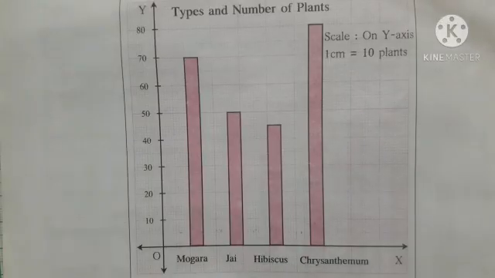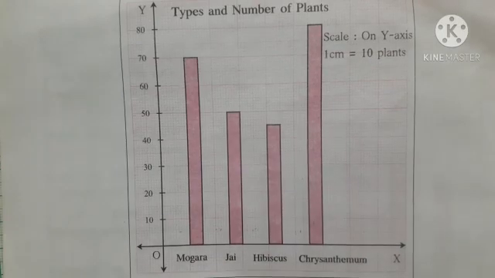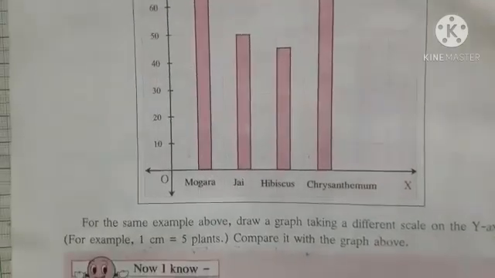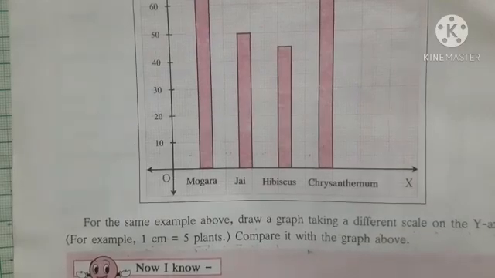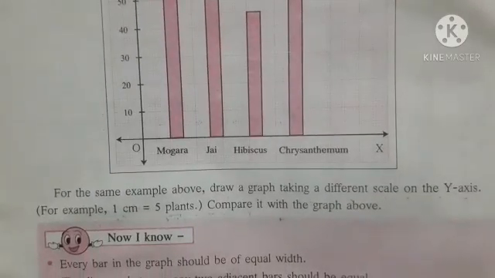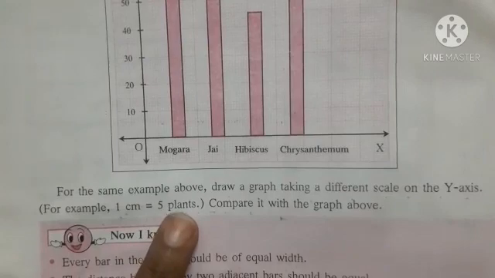Now this is the bar graph drawn in your textbook of the same. See, here they have given one information also. For the same example above, we can draw the graph by taking a different scale, that is 5 plants.